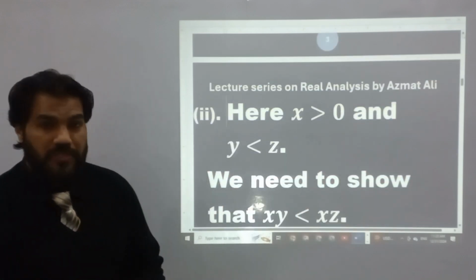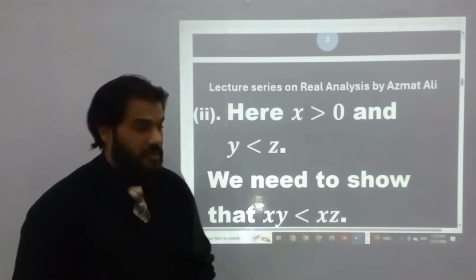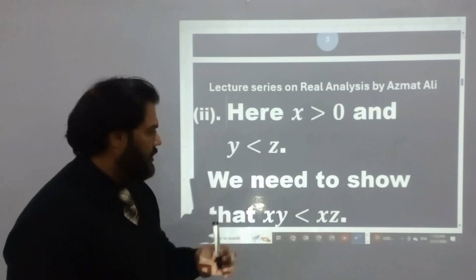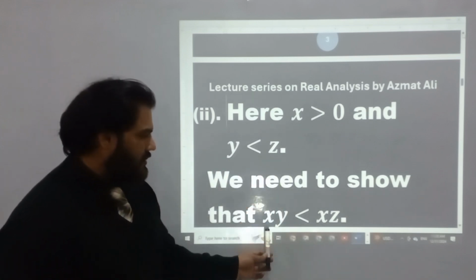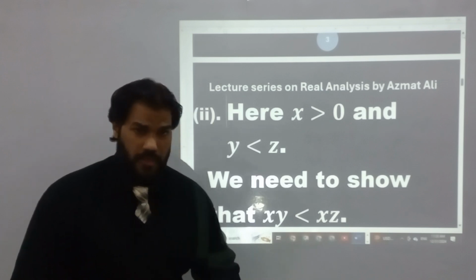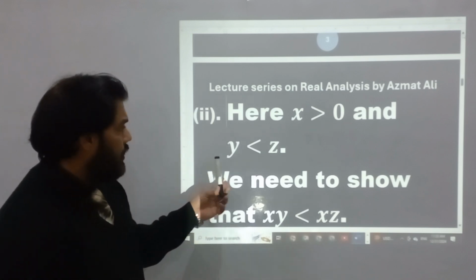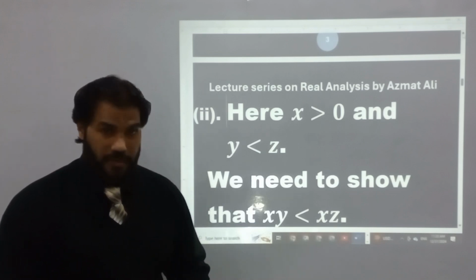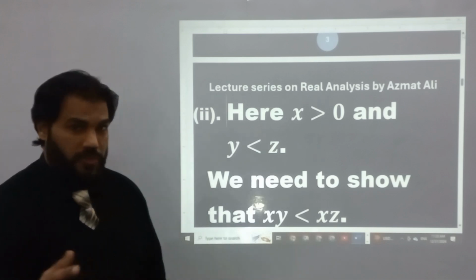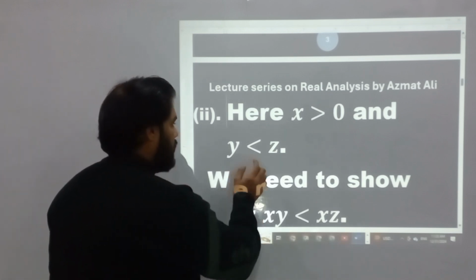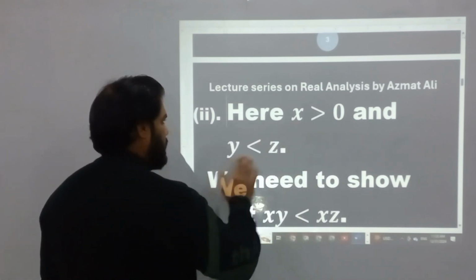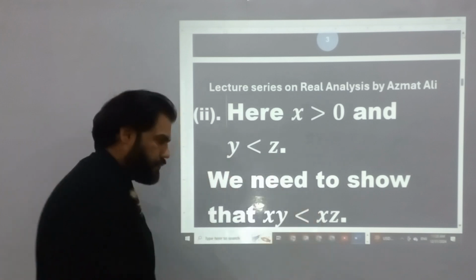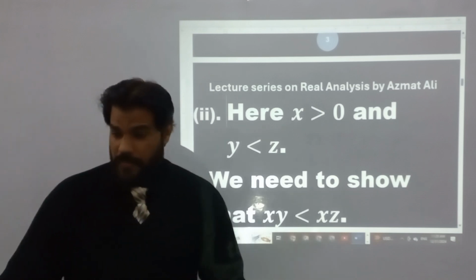Now we move towards the second axiom. The second axiom says that if x is greater than 0 and y is less than z, we need to show that xy is less than xz. This property actually says if we multiply an inequality with a positive real number, then that positive real number will not change the sign of inequality. Because x is positive here, when we multiply x on both sides, this will become xy less than xz. How will we prove this?